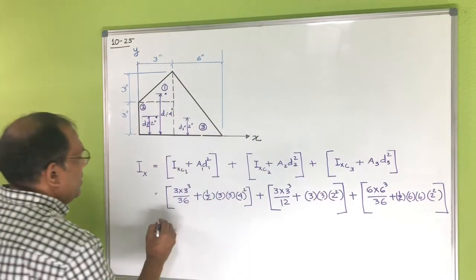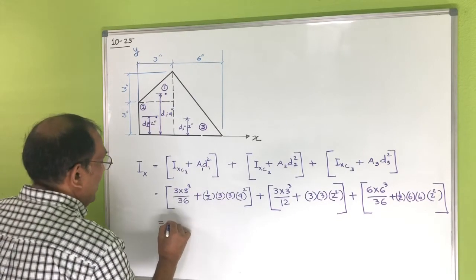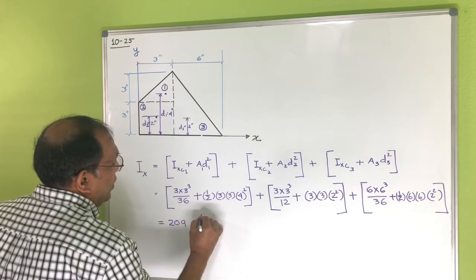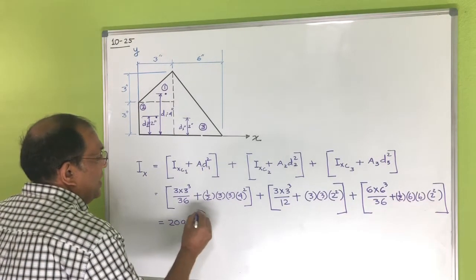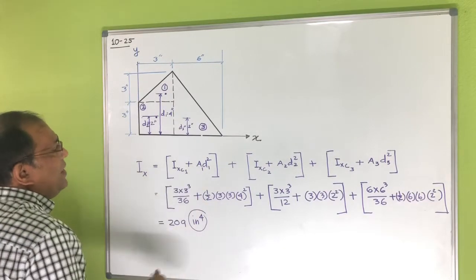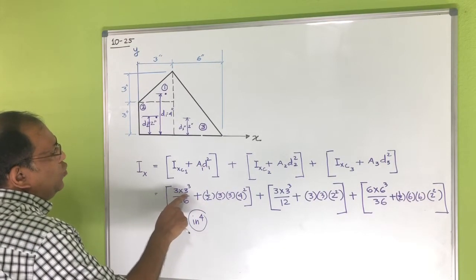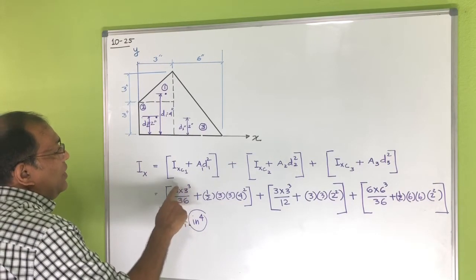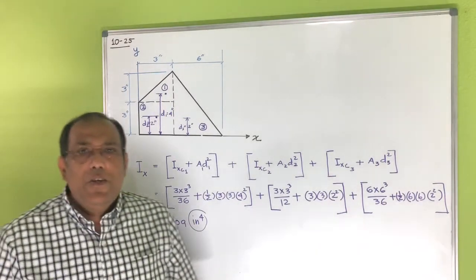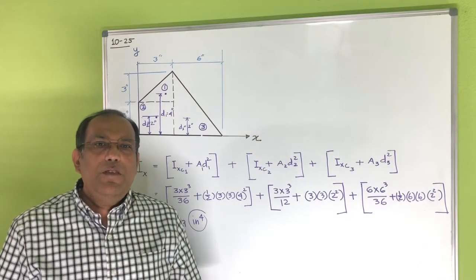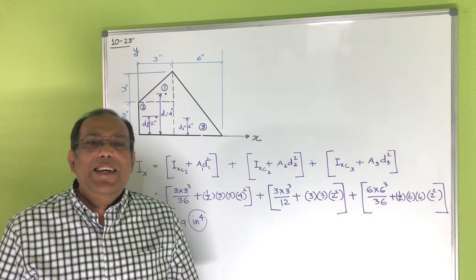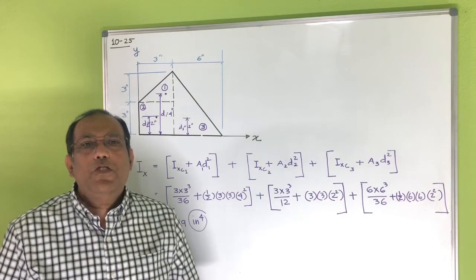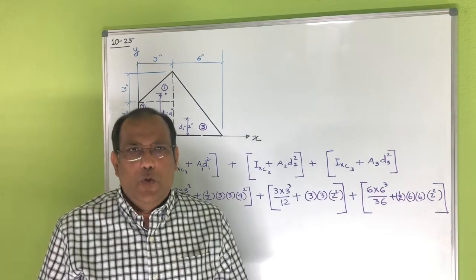So if you solve that one, then basically you will get 209 inch to the power 4. Okay, that's the unit, because you can see this is actually BH cubed. So that's length into length cubed, that's length to the power 4. Okay, so the unit for moment of inertia is either inch to the power 4 or centimeter to the power 4, meter to the power 4, feet to the power 4, something like that. Okay, now let's move forward.